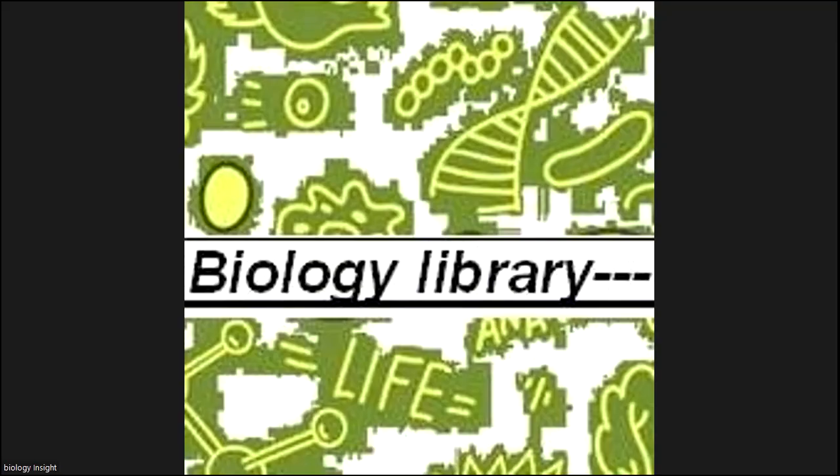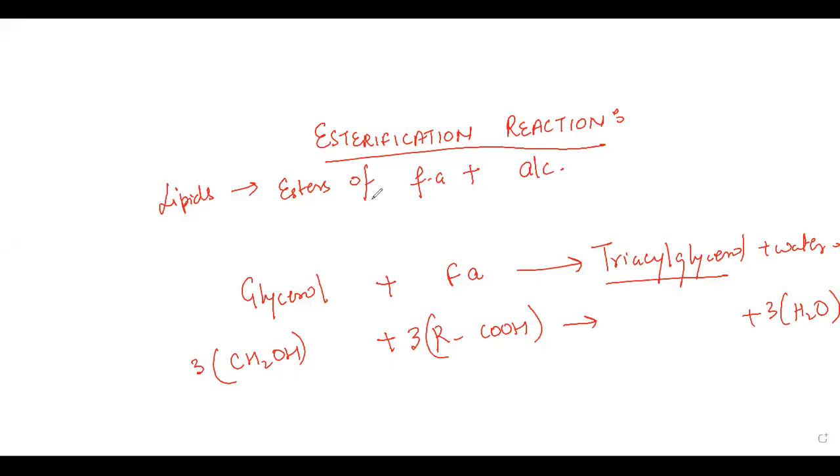Now, this esterification reaction will take place in all the living beings, including plants and animals, and all the living world except the viruses. Esterification reaction does not take place in the lower organisms of the animal kingdom. Now let's discuss some properties and types of the fatty acids.